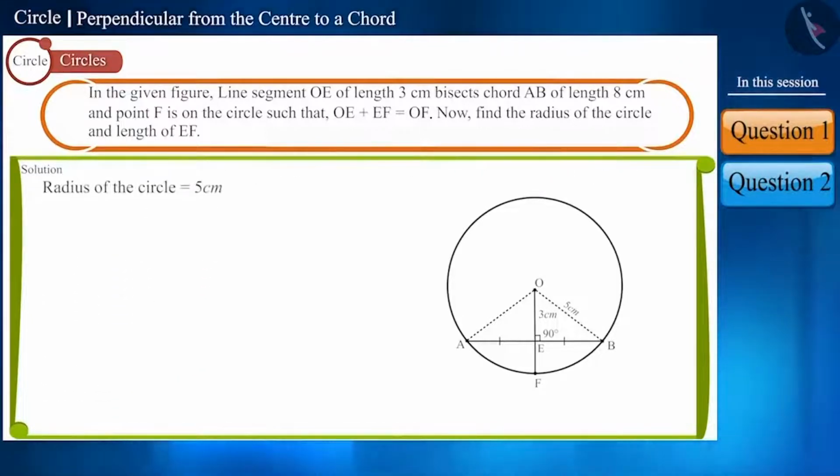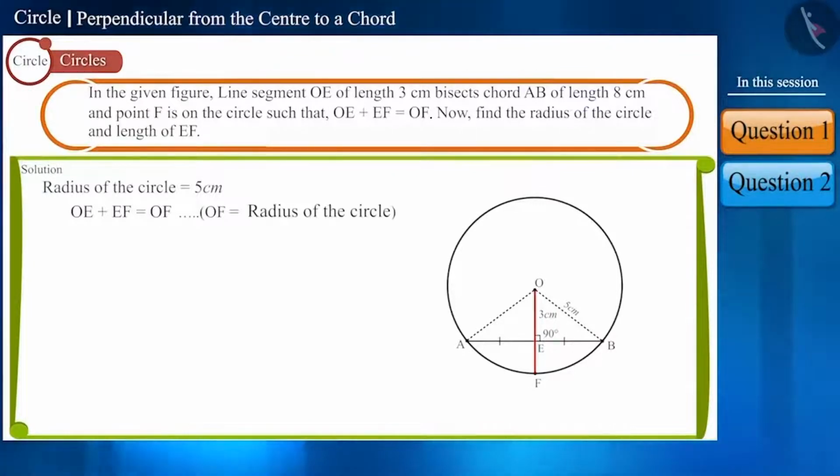Friends, let's move ahead. We have to find the length of EF. Given that point F is on the circle, such that we join OE and EF, OF is obtained. We know that a line segment from the center of the circle to any point on the circle is the radius of that circle. Hence, OF is the radius of this circle.